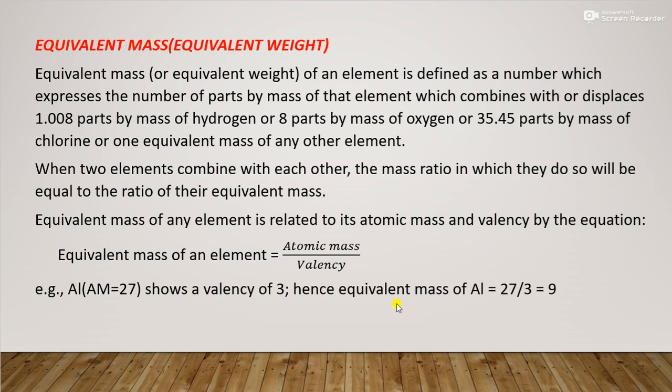Equivalent mass or equivalent weight of an element is defined as a number which expresses the number of parts by mass of that element which combines with or displaces 1.008 parts by mass of hydrogen or 8 parts by mass of oxygen or 35.45 parts by mass of chlorine or 1 equivalent mass of any other element.